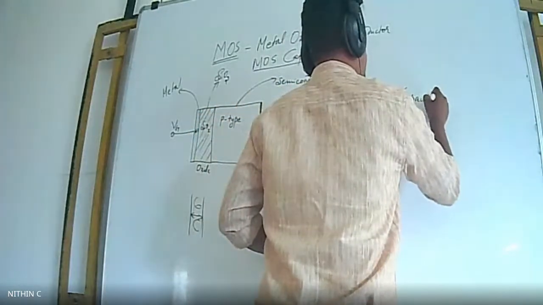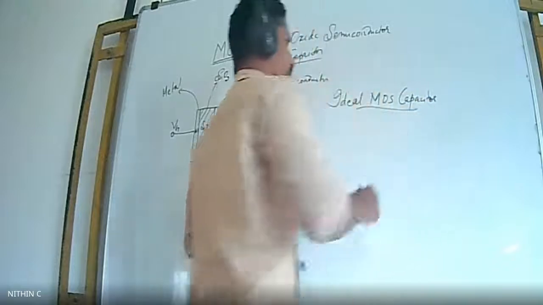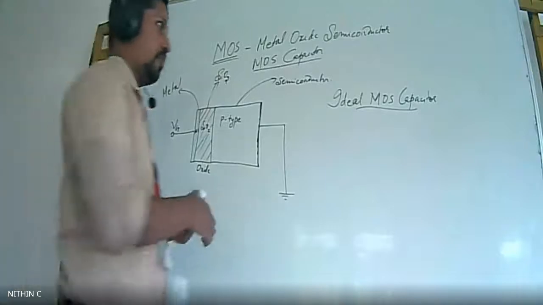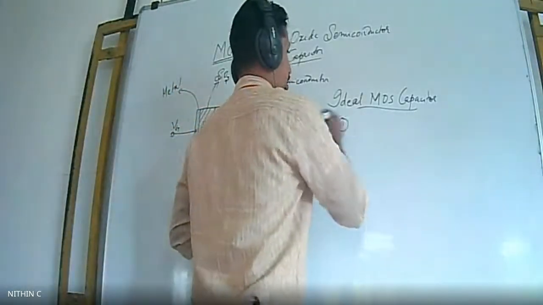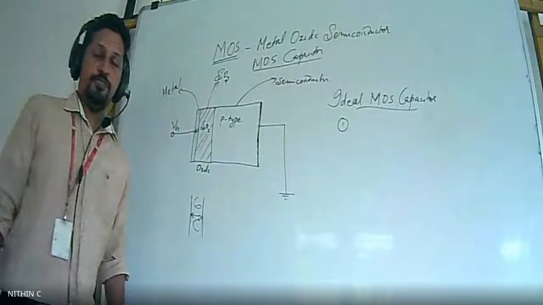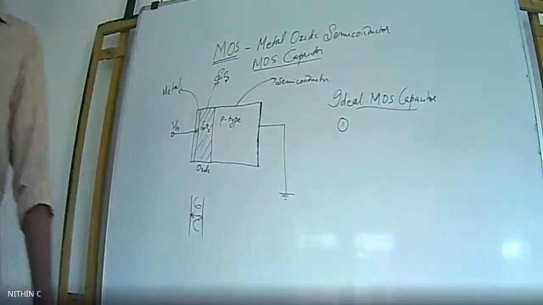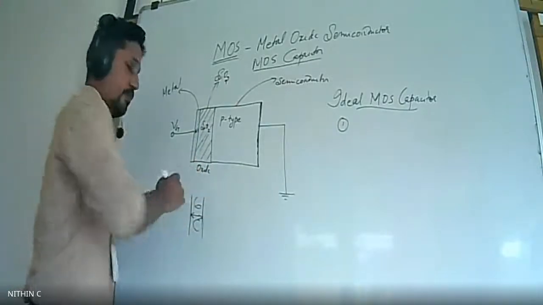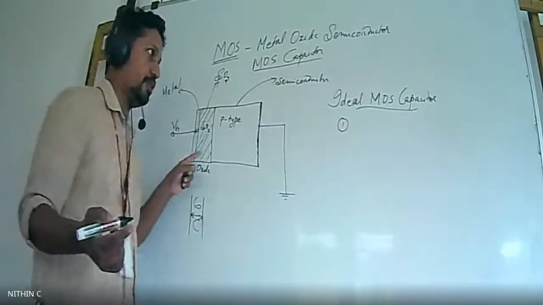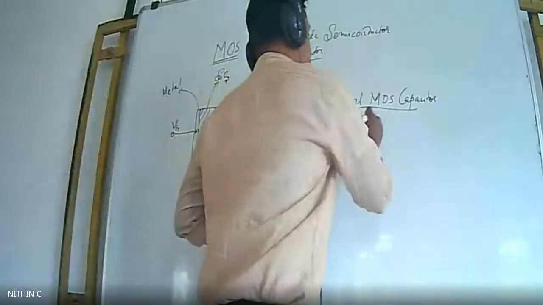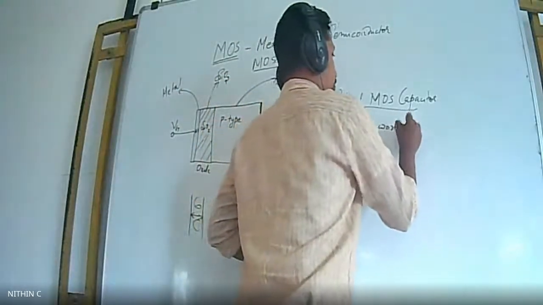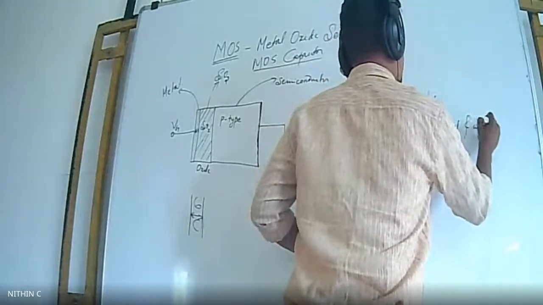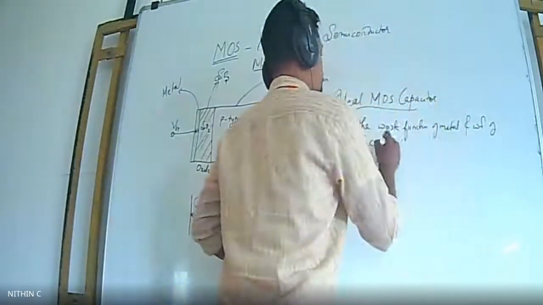You may give the heading as ideal MOS capacitor. It's a very important topic. You can write that a MOS capacitor is said to be ideal if, the first point, the work function of metal, I think you are familiar with that term, and the work function of semiconductor are equal.